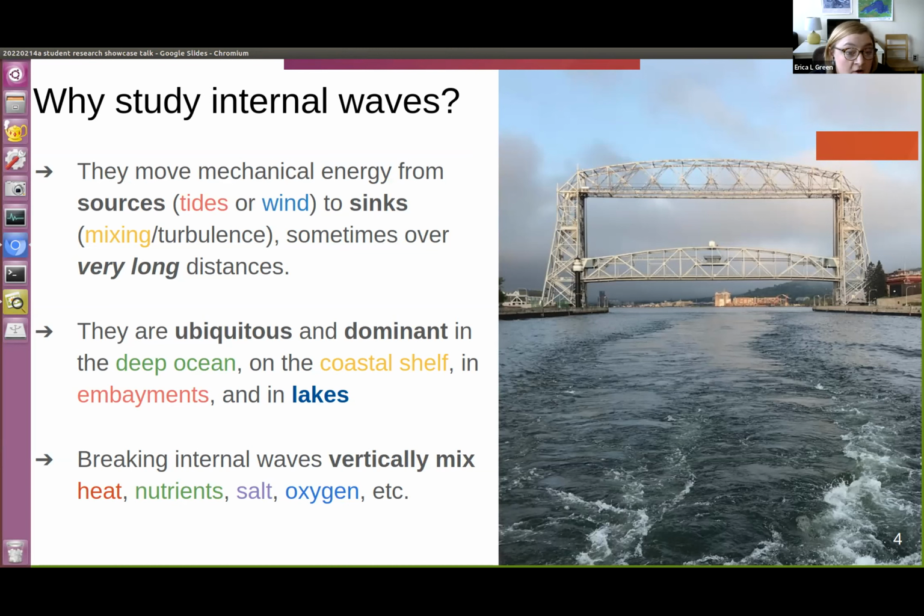In addition, because all they need is a source of energy like tide and the wind, and they need stratification, they are ubiquitous. They're everywhere where there is stratification. So deep ocean, coastal shelf, and lakes, and there often can be a dominant part of the internal energy spectrum. And just to really emphasize this one point for those of you who aren't physics people, breaking internal waves vertically mix the water column. So they mix things like heat, nutrients, salt, during stratification when vertical movement is generally suppressed.